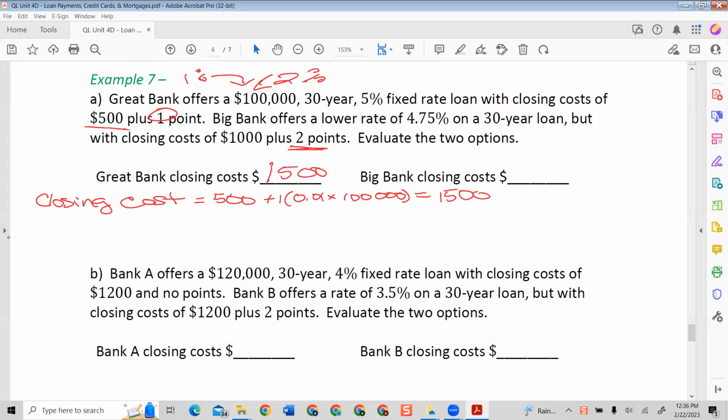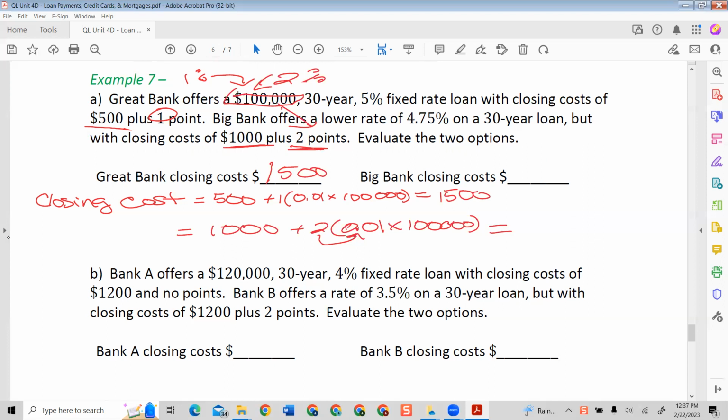So closing cost again, we're going to take the 1,000 because they said that you had to pay 1,000 with 2 points plus 2 times that 0.01 times 100,000. Now I said times 1. I know it's 2%, but we're acknowledging that we're going to take the 2 times that. So we're going to go ahead and multiply 1% to this 100,000 and then times it by 2. Because each point is 1% of it. Okay, so let's do that.